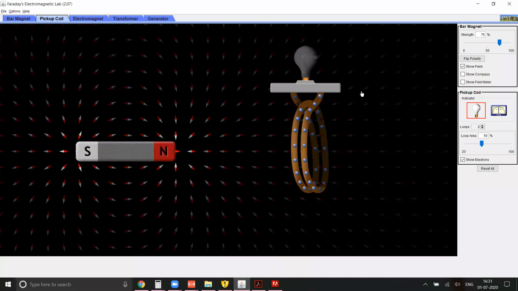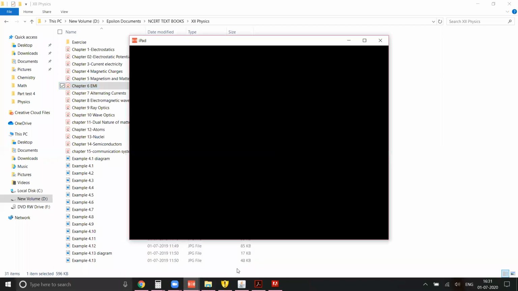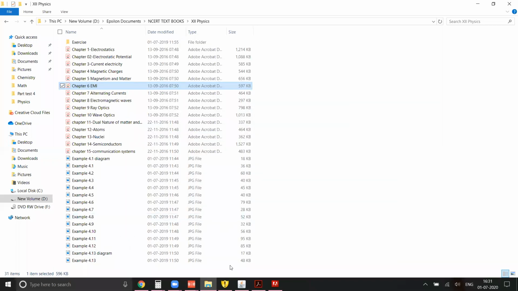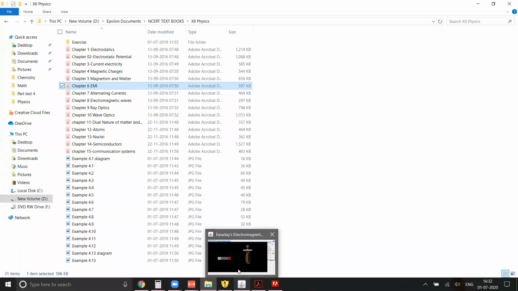Are you on the side of the magnet or are you on the other side of the magnet? With respect to the activity which I told you, the pen and the paper. You're on the side of the magnet. That is what I mean.